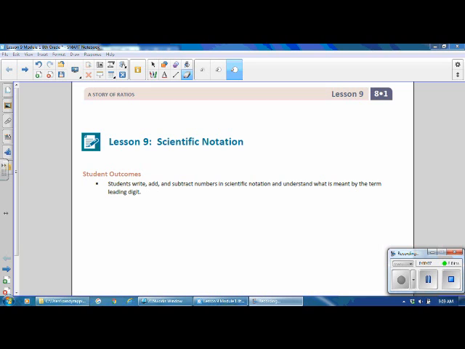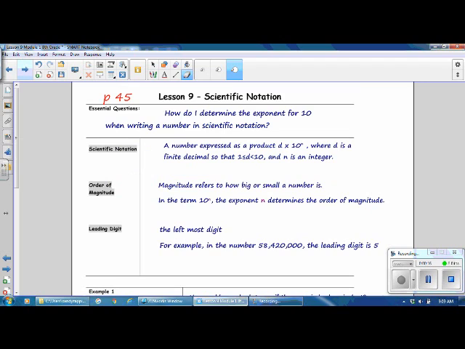Student outcomes for this lesson. Students write, add, and subtract numbers in scientific notation and understand what is meant by the term leading digit. Our essential question is, how do I determine the exponent for 10 when writing a number in scientific notation? Let's go through each vocabulary word and then pause the video to write the definition.